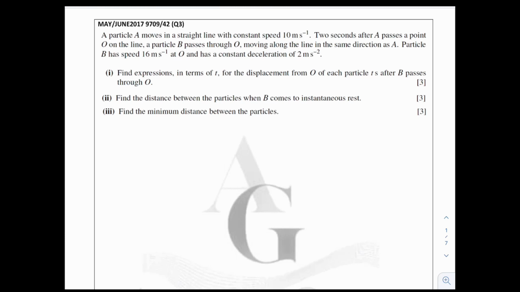Before starting to answer the question, let me jot down all the information. Here's the origin. This is the particle A. Given that the particle A moves in a straight line with a constant speed. What does it mean by constant speed? Constant speed means the initial speed is 10. The final speed is also 10. And hence, the acceleration should be equal to 0.